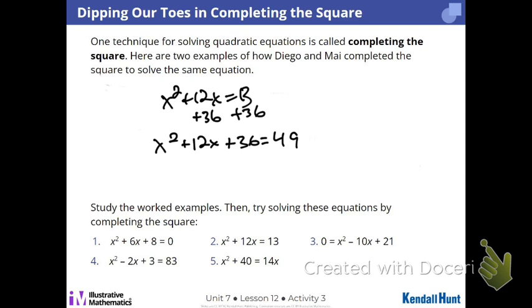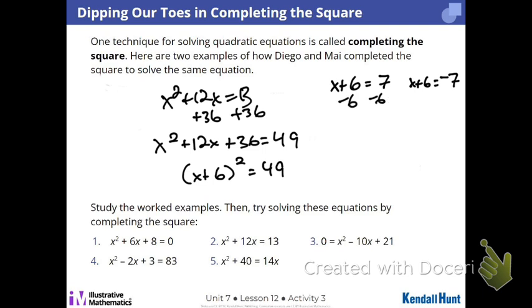And this function has a perfect square. x plus 6 squared equals 49. And here's what's great about this. That means that x plus 6 needs to equal 7, and x plus 6 also equals negative 7. Right? Because 7 squared is 49, and so is negative 7 squared. So x is 1 and negative 13.